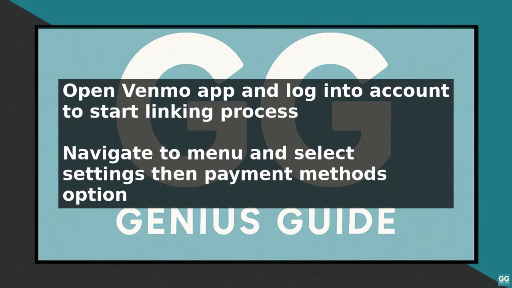To link your Venmo balance, start by opening the Venmo app on your device and logging into your account. Once you are logged in, navigate to the menu by tapping on the 3 horizontal lines in the top left corner of the screen. From the menu, select Settings, then tap on Payment Methods.